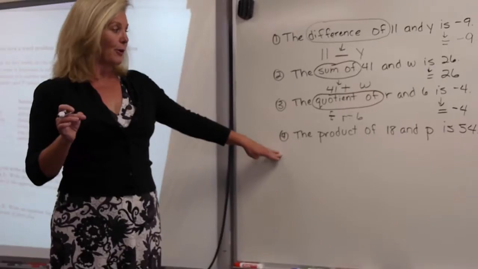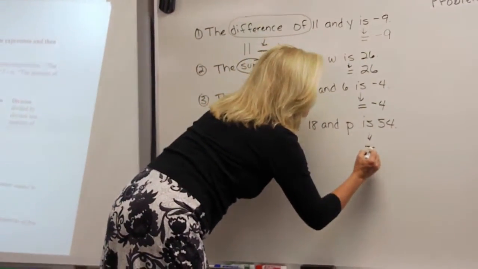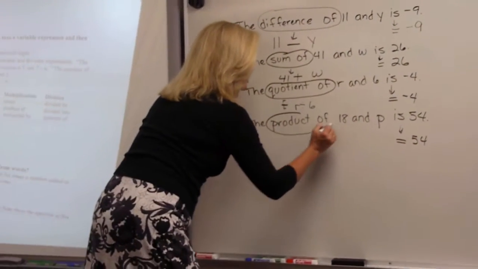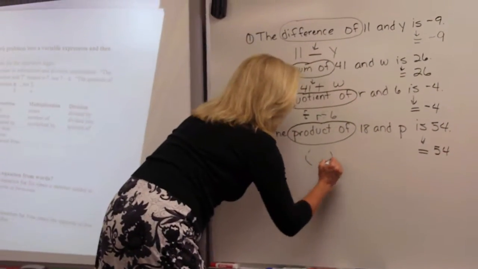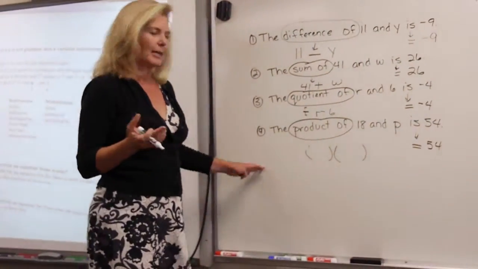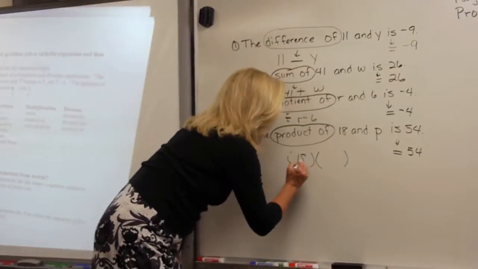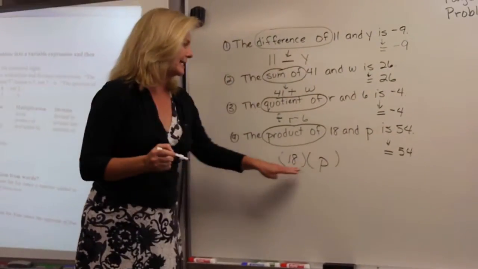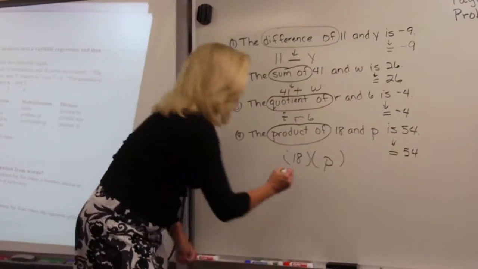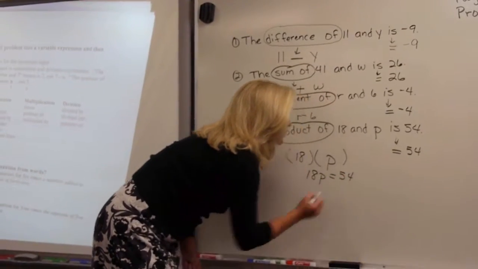And then the final one, the product of 18 and p is 54. Again, is 54. Now I look for my operation, product. It's got to be multiplication, and I'm not going to use a multiplication sign because we just never do. I'm going to keep the order the same, 18 and p. Therefore, 18p equals 54. But because this is my coefficient, I would just write 18p equals 54.